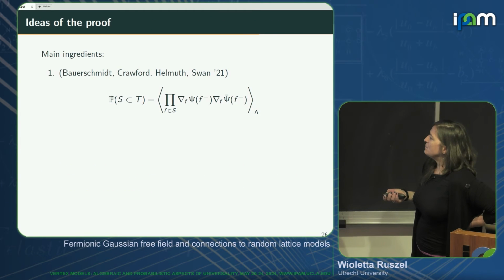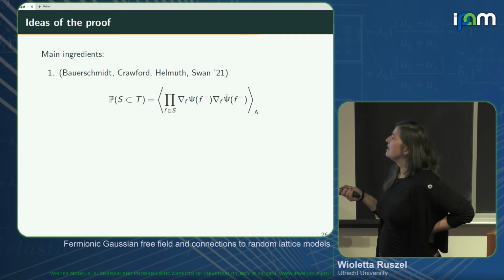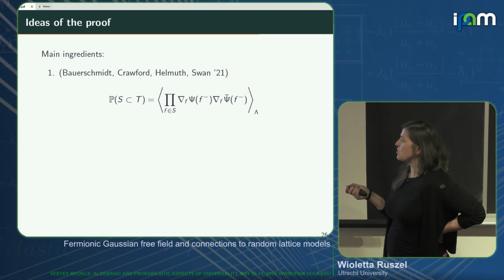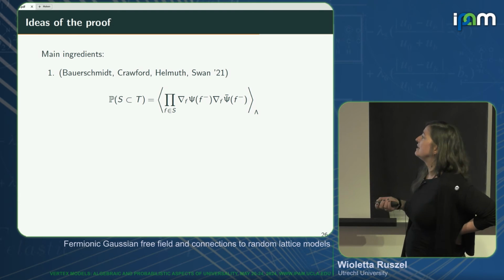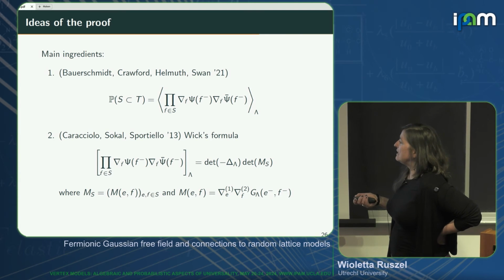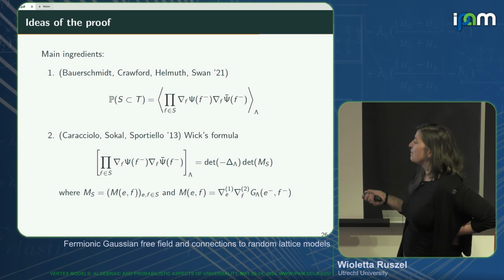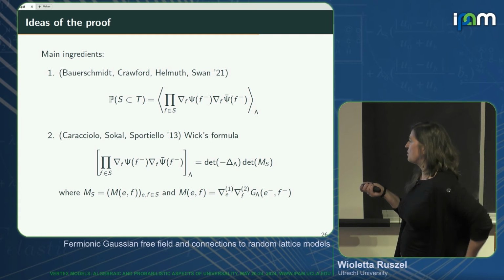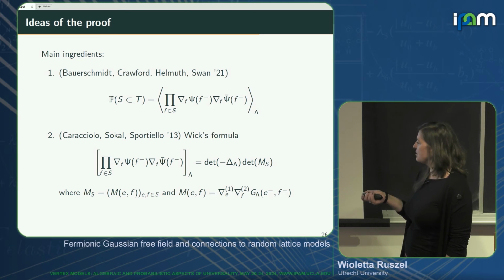And let's go a little bit further. The main ingredients, just to tell you very quickly, are this observation that the probability that some edges are in the spanning tree can be expressed as a product over those edges of double gradients of this psi under the fermionic FGFF. Then there is some very nice work by Caracciolo, Sokal, and Pelissetto, with this Wick formula for these things. And here we will get determinants of the graph Laplacians and of these double gradients of the Green's function.